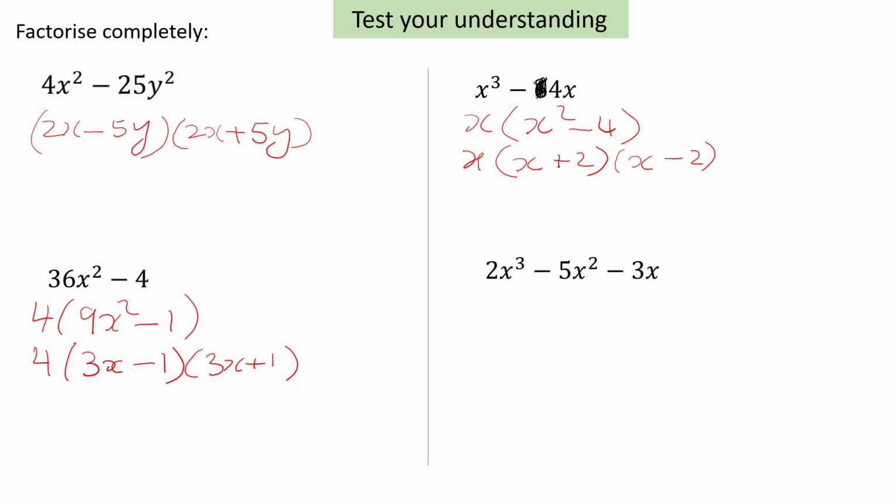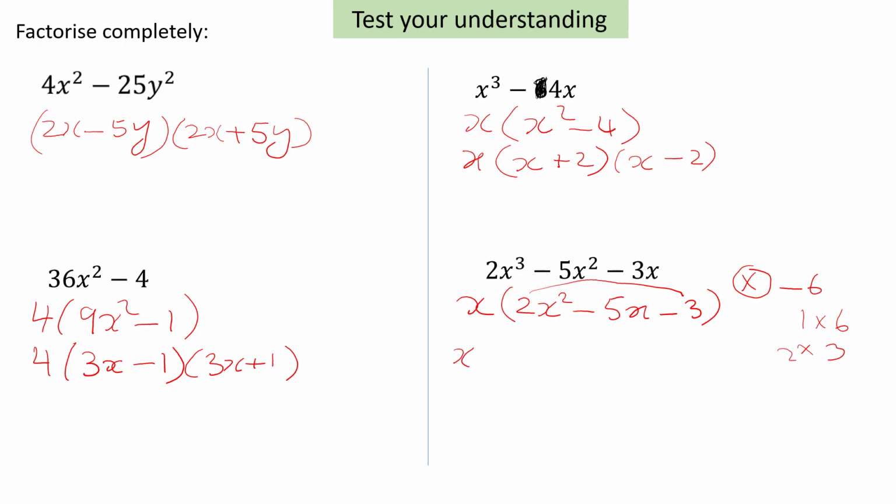2x cubed minus 5x squared minus 3x. All these three terms, x is the common factor. So take out x outside the bracket. x times (2x squared minus 5x minus 3). Inside the bracket, you have a quadratic. So if you multiply two numbers, negative 6. So what are the factors of 6? 1 times 6 and 2 times 3.